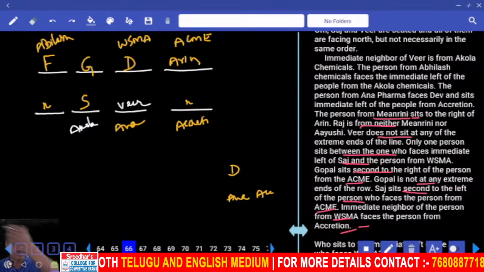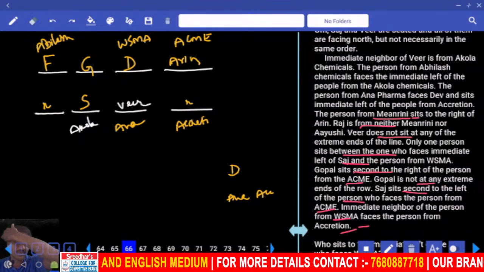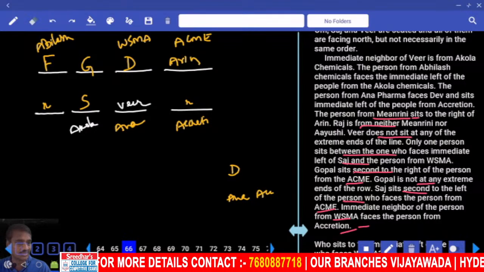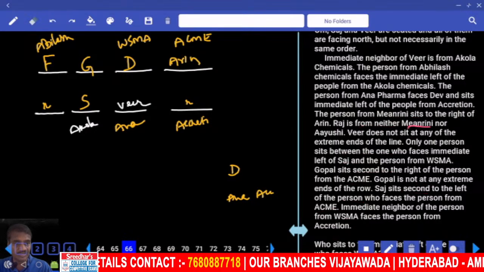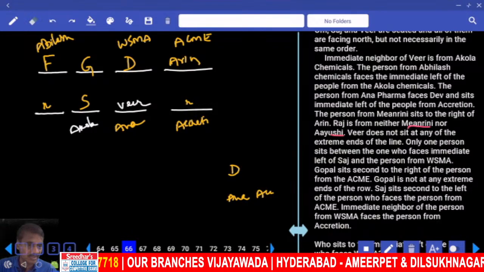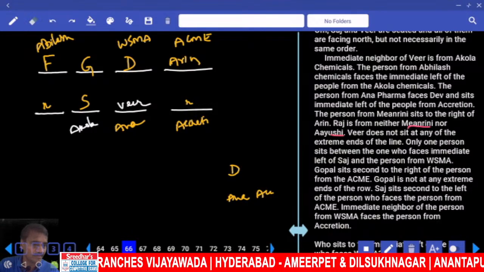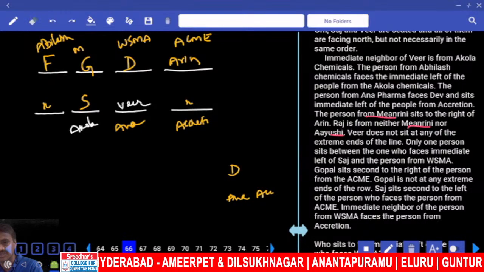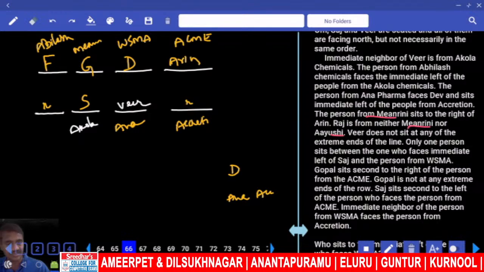Then what else is left over here? D and Anna. Then where can we place R? Is there any information about R? Raj is neither from Mean Rini nor Ayush. Now what information is there about Mean Rini? Right of whom? Now the person Mean Rini, right of Erin. Now this is Mean Rini.